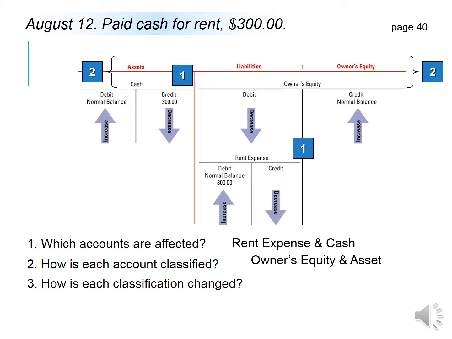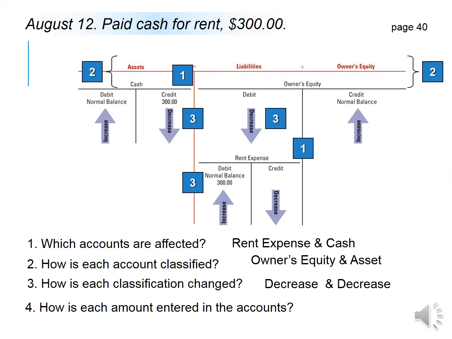How is each classification changed? We know that expense accounts decrease the value of the business, so owner's equity will be decreased. Cash paid out also decreases what we have in our cash account. So we have two decreases. How is each amount entered in the accounts? We know that rent expense will be debited because its overall effect is a decrease on owner's equity. However, in the rent expense account itself, the debit normal balance will be the increase side. We also know that cash will decrease, so that will be credited. So we have a debit and a credit.